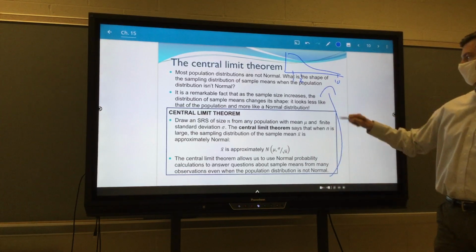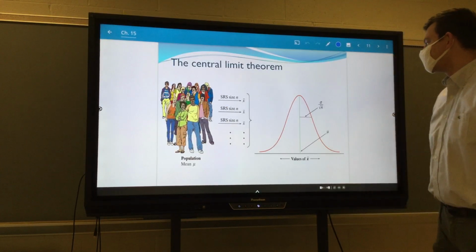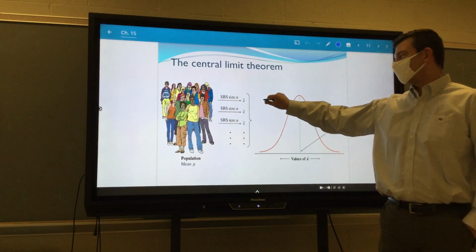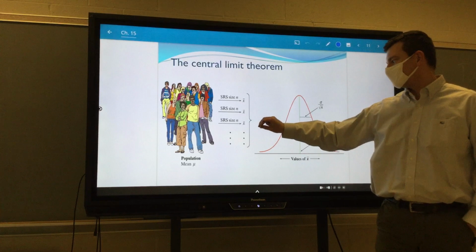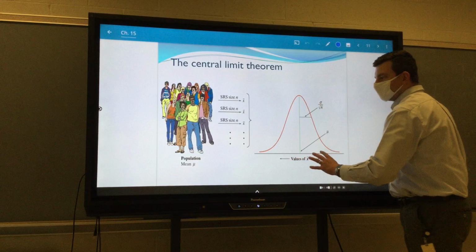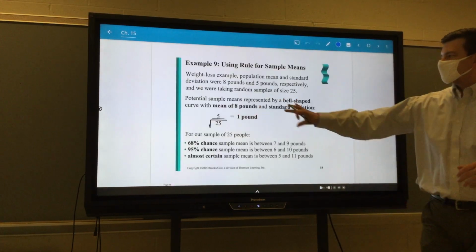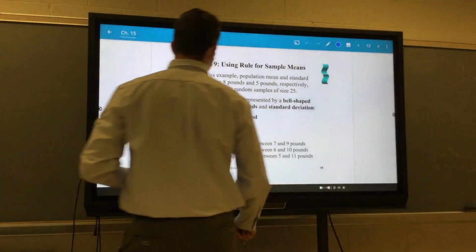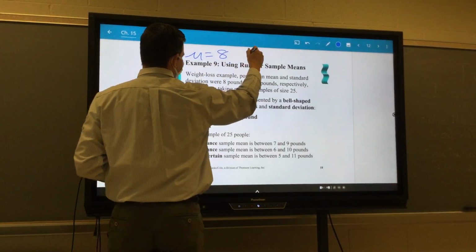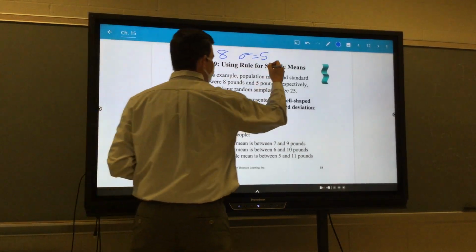Okay? Something like this. Here's just a picture of some people. There's your population. Again, one sample has its own mean, another has its mean, another has its mean. Okay? But they're fitting this curve. All of those sample means fit this normal distribution. Let's go back to our weight loss example. Again, we had a mu of 8, a sigma of 5, and we were taking samples of size 25.